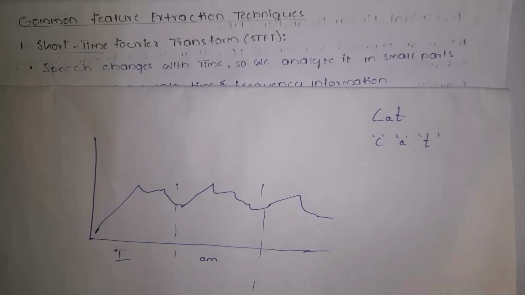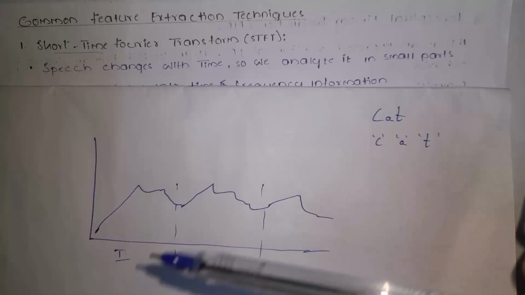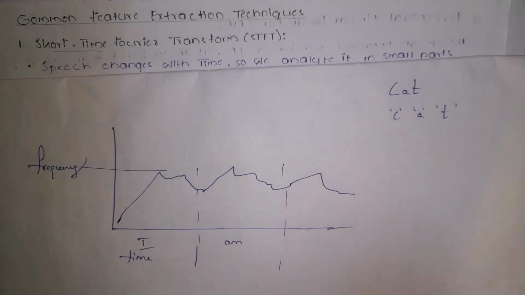So in short-time Fourier transform, our speech can be identified by the computer by dividing our speech into various small parts based on time, and we call this output a spectrogram, which contains frequency and time.